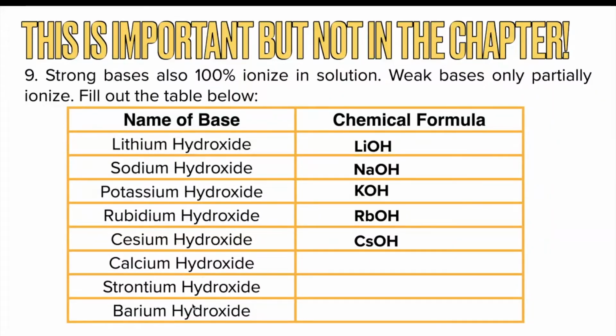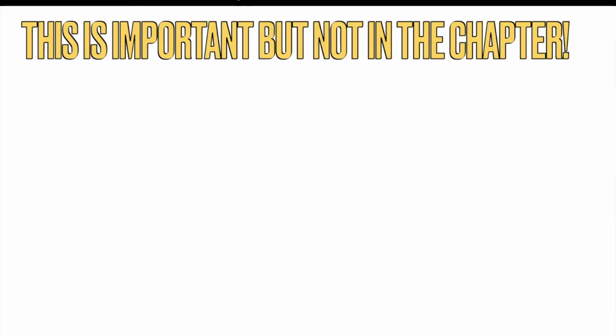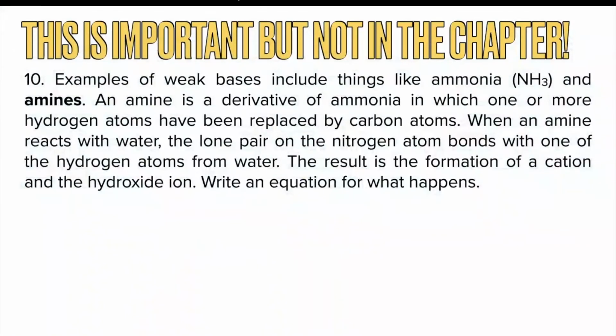And then there are 3 alkaline earth metal hydroxides: calcium hydroxide, barium hydroxide, and strontium hydroxide. Those are also strong. They sometimes call them, by the way, the heavy alkaline earth hydroxides. All right. So again, what about weak bases?